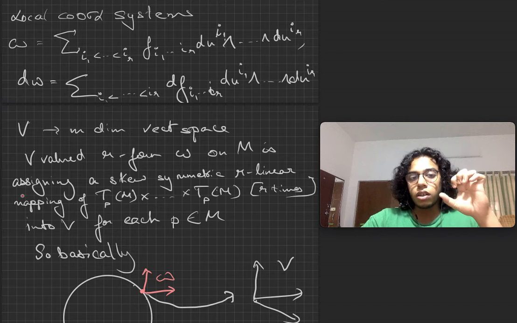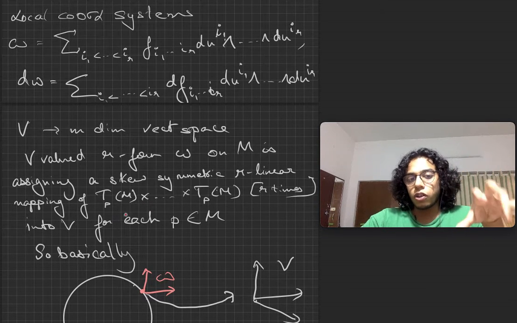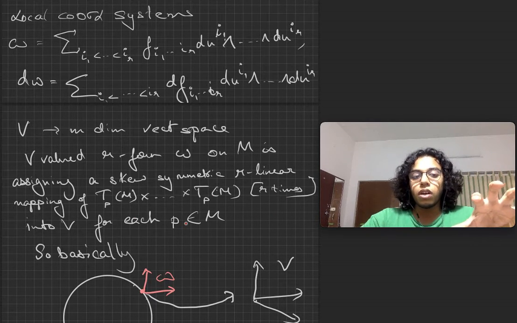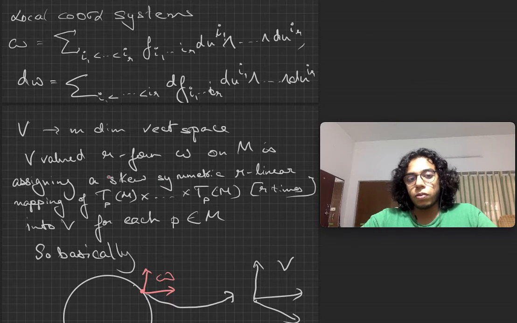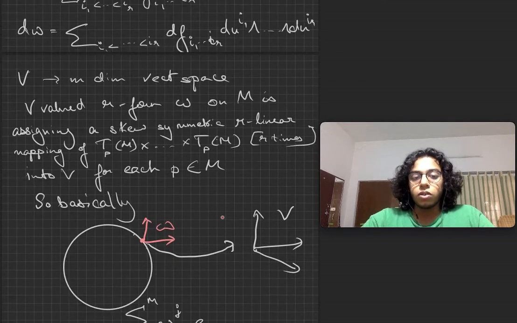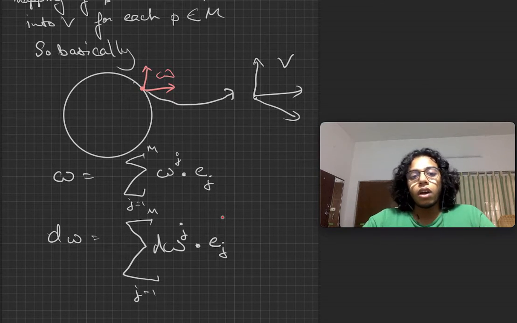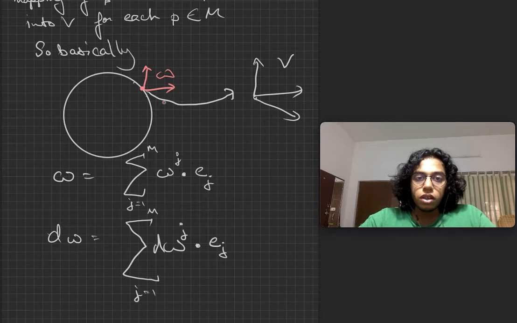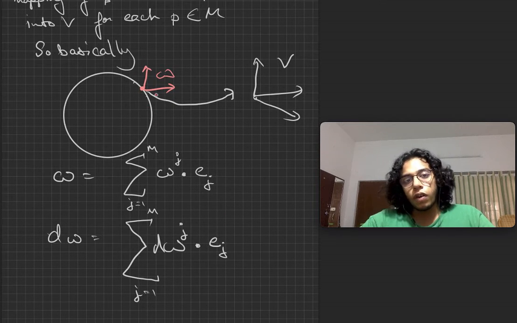a V valued R form omega on M is assigning a skew symmetric R linear mapping of the cross product of the tangent space R times into V. So you're basically mapping T_pM to V, for each point P belonging to M. So basically what you're doing here, in less complicated words, is you have an R form at point P, and you're mapping this R form onto a vector space.